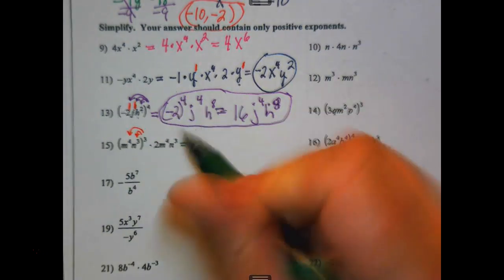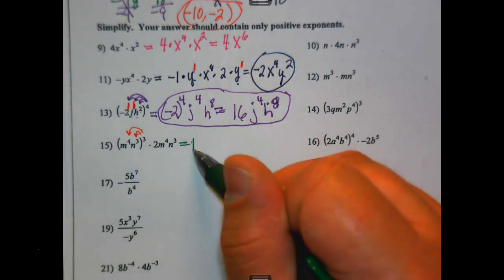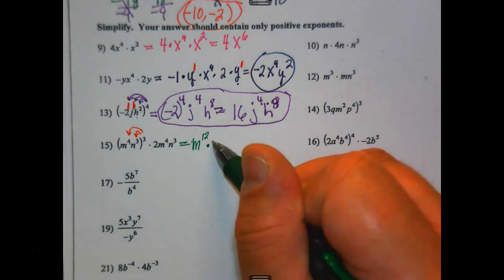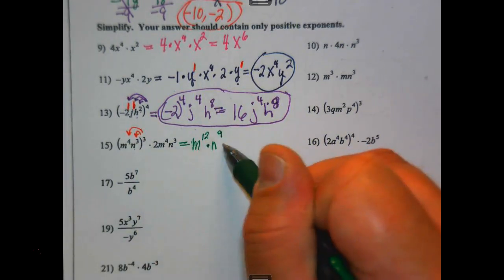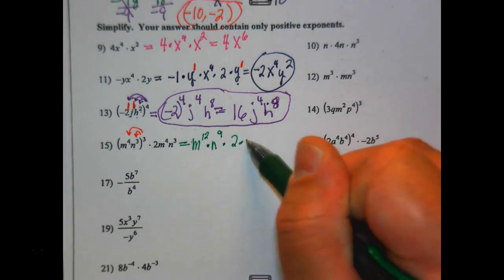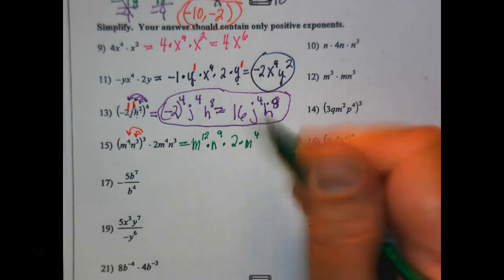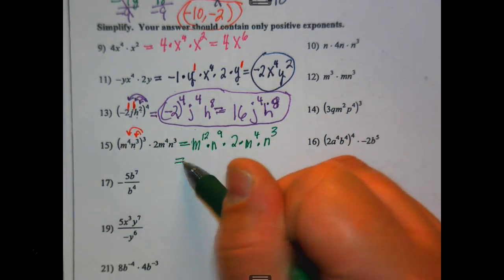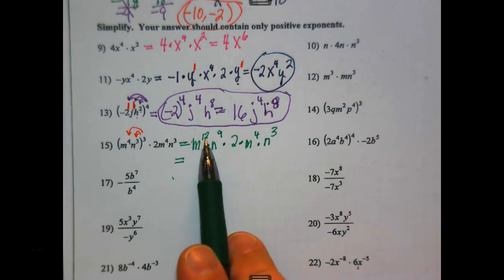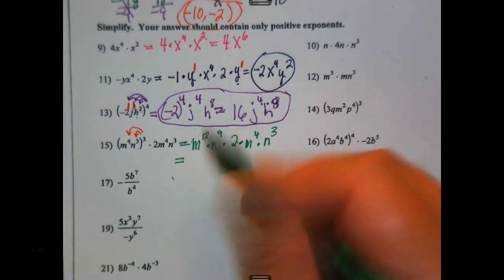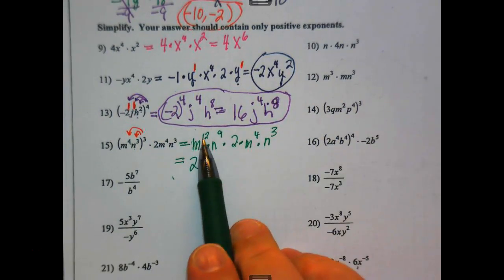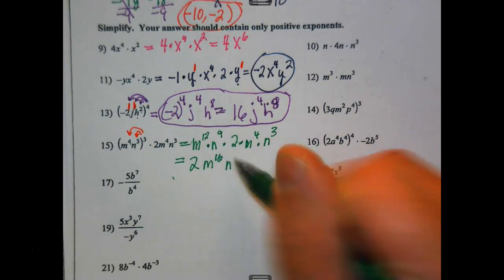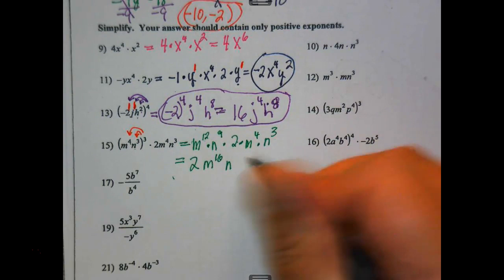Okay, let's see. M to the 4 times 3 is M to the 12. N to the 3 times 3 is N to the 9th times 2 times M to the 4th times N cubed. Let's see, M to the 12 plus 4. Well, actually, I'm going to put the 2 first. M to the 12 plus 4 is M to the 16. N to the 9 plus 3 is 12.